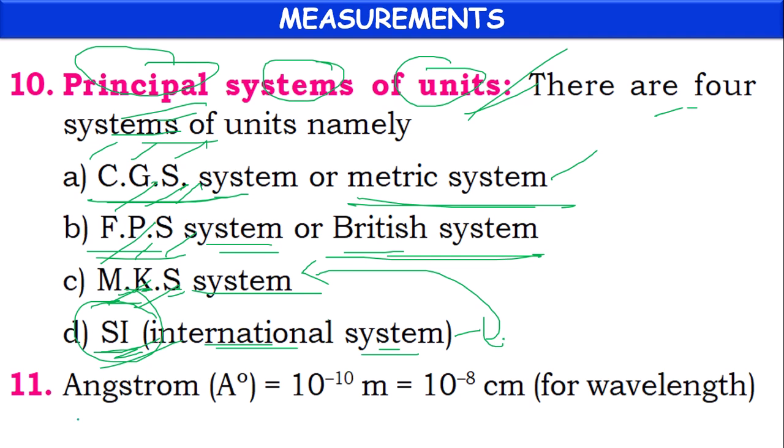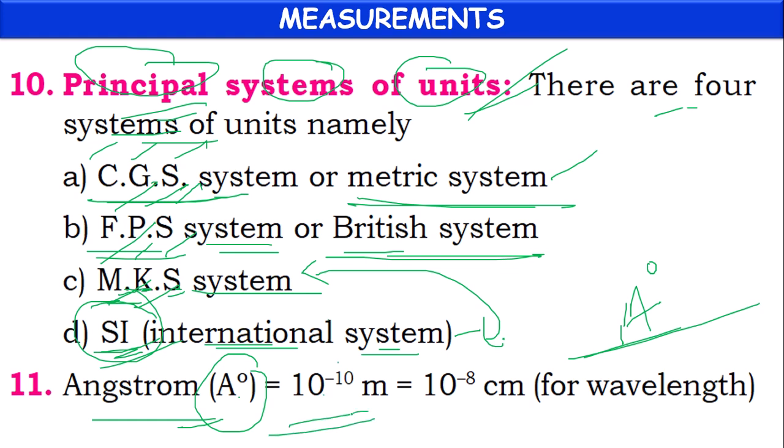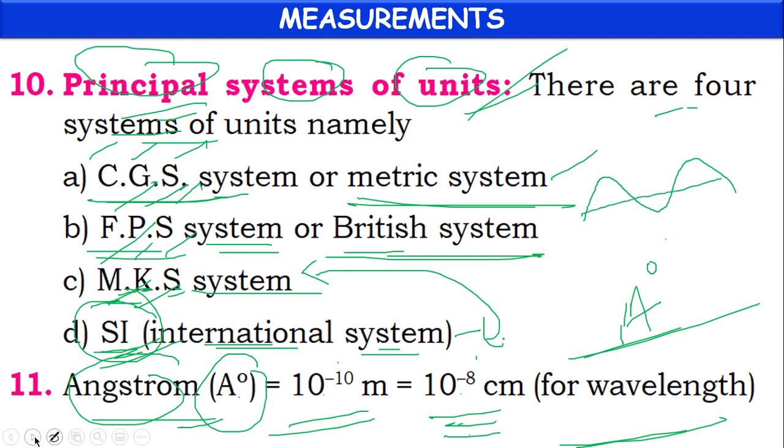And we have some values, children. Angstrom. A naught is represented by A with a zero in the place of power, which is read as A naught, and is equal to 10 power minus 10 meter or 10 power minus 8 centimeter. It is used to measure wavelength. Suppose like this, we have a wave. This wavelength can be measured by the unit called angstrom.